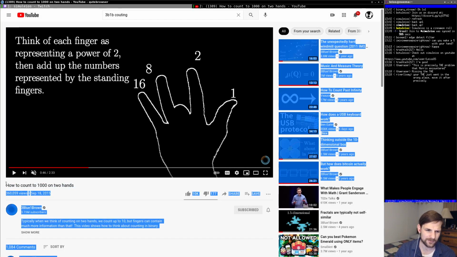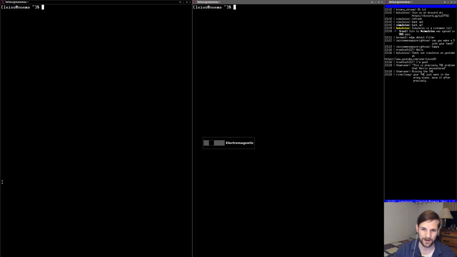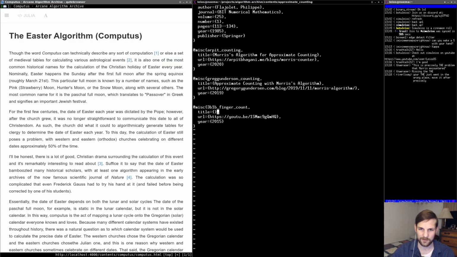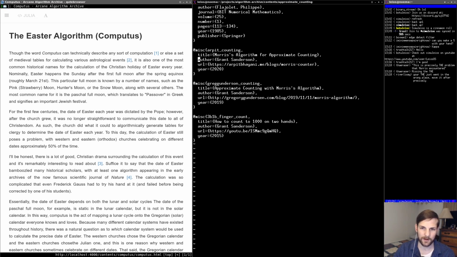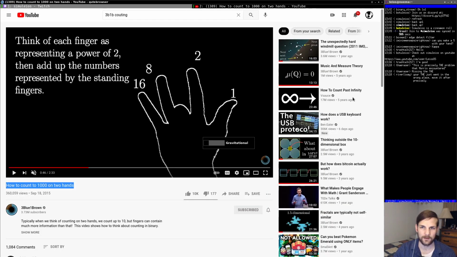I probably should give an author as well. I've been really bad about giving authors. Yeah, let's add the author as well. I think that's just a matter of doing the following. Author is equal to, and I'm just going to do Grant Sanderson. All right, add a comma in there, and let's also add this authorship to Gregory Gunderson, and then also Arpit. So let me go to these websites and grab their authorship information just to be clear.